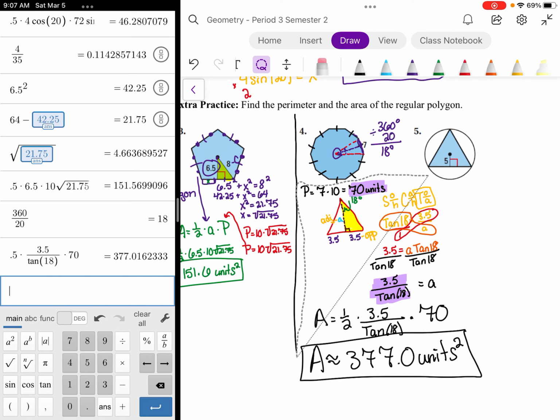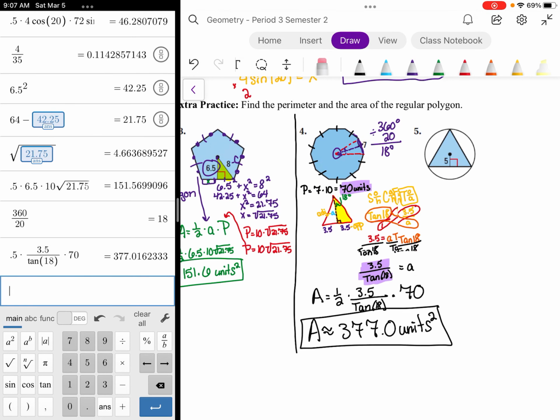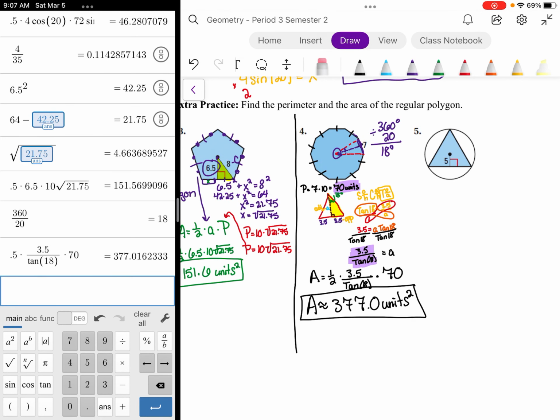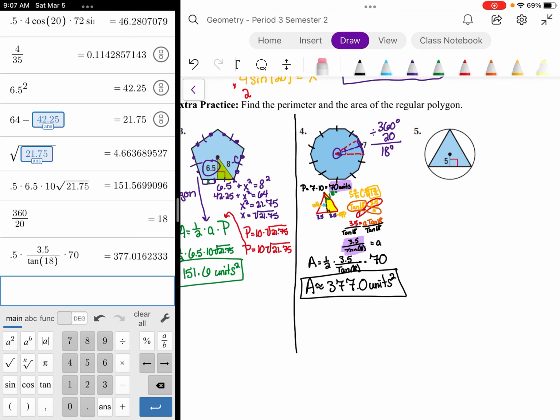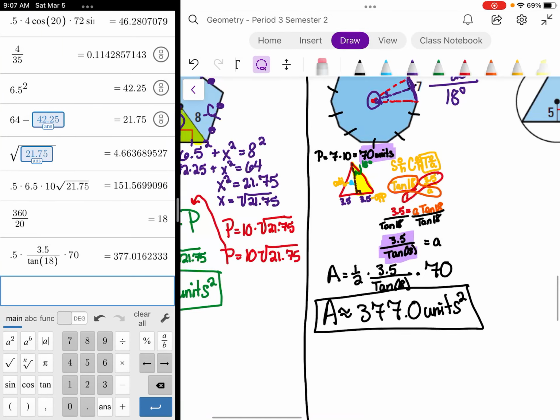Okay, so if you didn't get that one correct on your own, make sure you get all of the work copied down so that you have it as a reference when you are looking back after your homework.